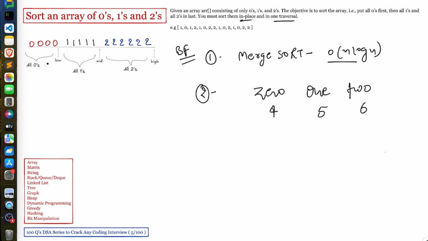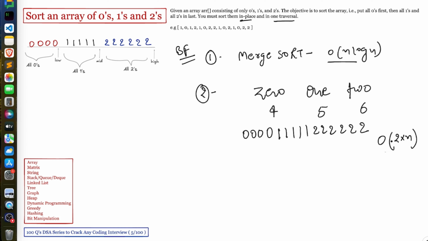And we know that after sorting, your array should look like all zeros first, followed by all ones, and then followed by all twos, right? And we know how many zeros are present, ones present, and twos present. So what we can do, we can use any for loop or while loop, and we can keep four zeros. So in this example, we can keep four zeros first, then five ones, right? And then six twos.